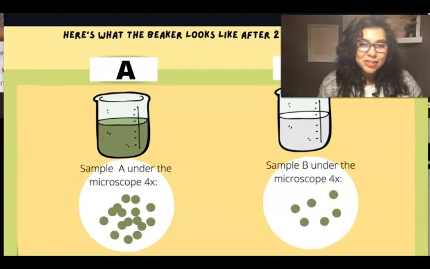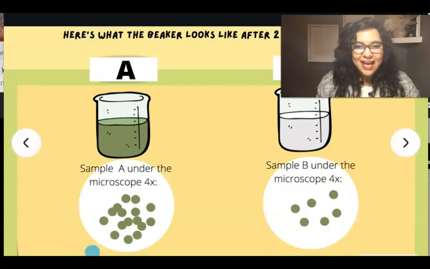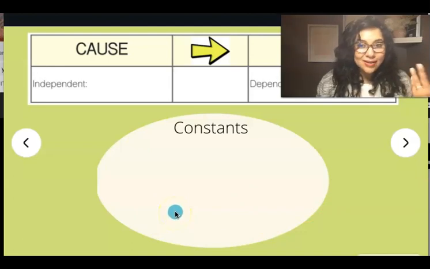So one of the main things you may have noticed is that beaker A had a lot more algae growth than beaker B. So I want you to think about what could have caused the different results, right? And that brings us to our variables. So here we have 2 different variables. We have our independent and we have our dependent variables. I've also included constants for this so we can continue to get review on those.